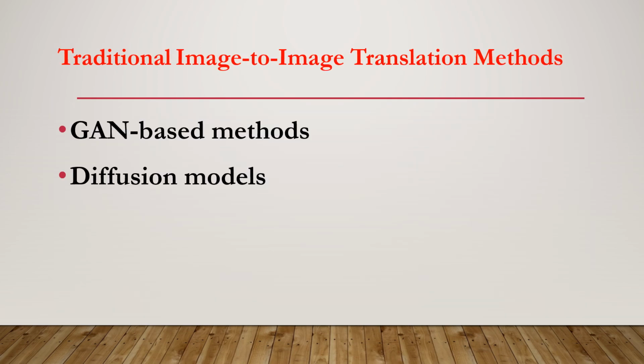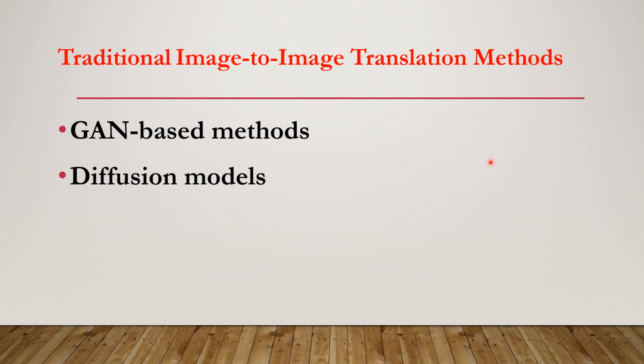Now we know the traditional image to image methods. Image to image translation tasks involve transforming an input image from one domain, that is grayscale, to another, that is color domain, while preserving the content. These traditional methods can be broadly categorized into two groups. First are generative adversarial networks and diffusion models.